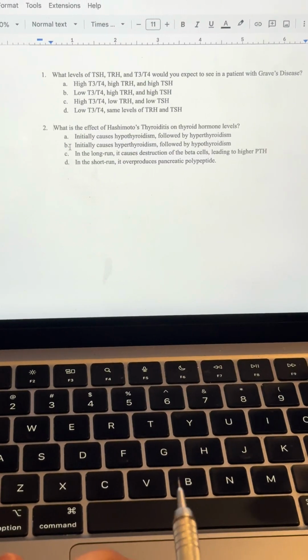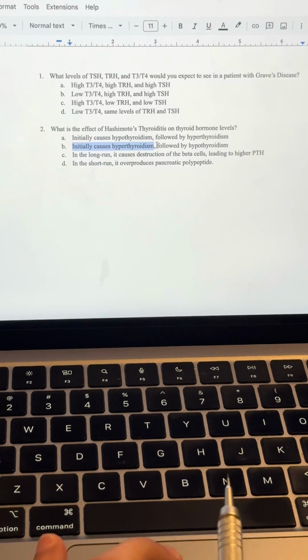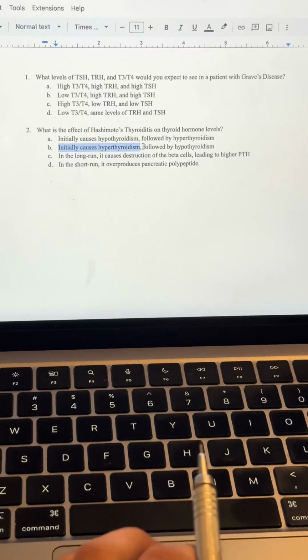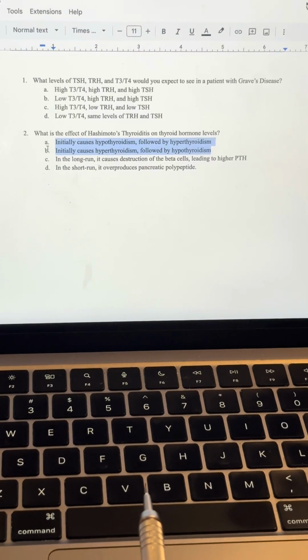causing hyperthyroidism. And then once the actual follicles are destroyed in a longer period of time, you're not going to have any follicles left to produce the hormone, and you're going to have hypothyroidism. So the correct answer would be B.